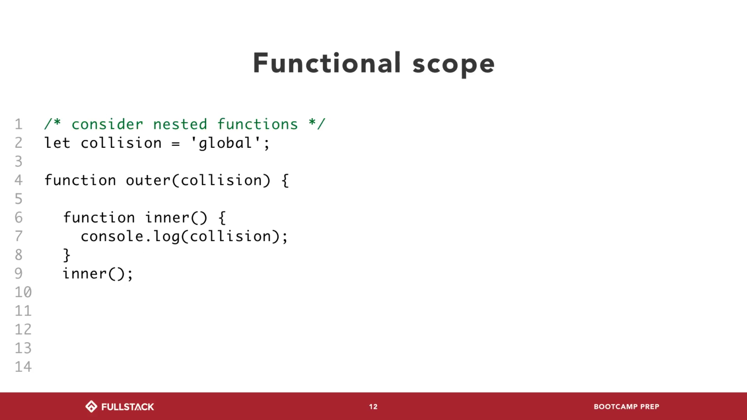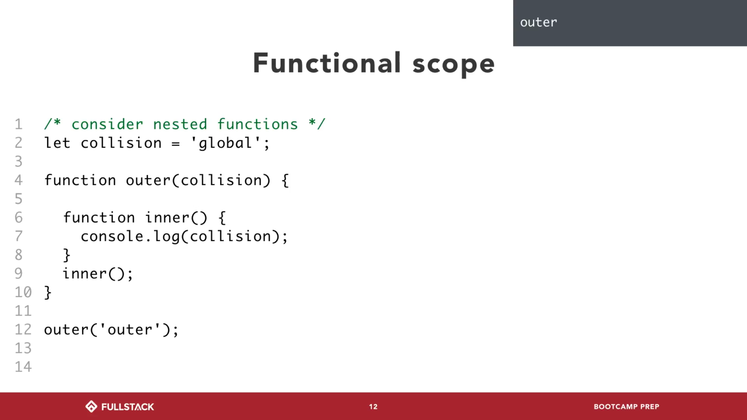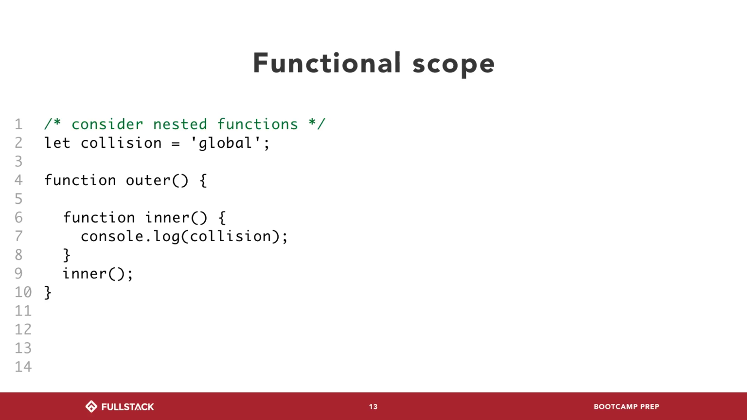However, if I didn't have a variable called collision, then it'll say where do I look for the collision variable next? If it's not in my own inner function scope, then does my outer function scope have it between lines 4 through 10? And the answer is yep, I do. It's here. It's a parameter, so I'm going to use that instead. And then lastly, if that also did not exist, then only then do I go to the global scope, right?